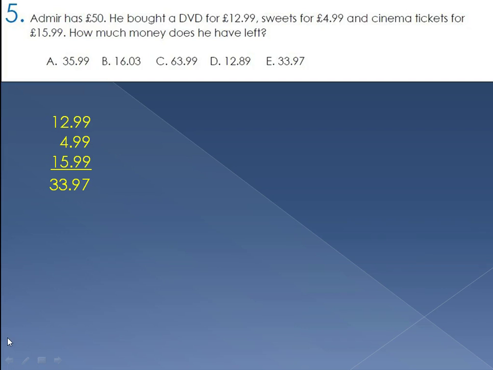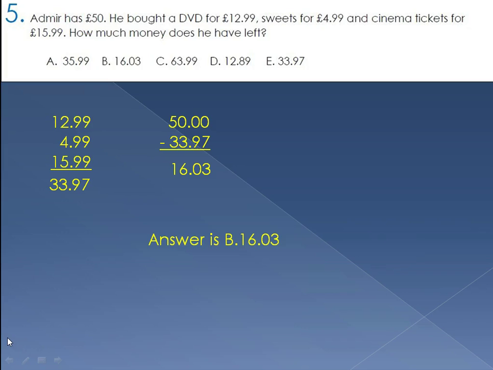So if this said how much money did he spend, that would be the answer, but it wasn't. It's another part. How much money does he have left from the £50? What you have to do is take away the £33.97 from 50 and you get 16.03. So the answer then has to be B, 16.03. That's his change. Same as saying what he's left, that's his change.